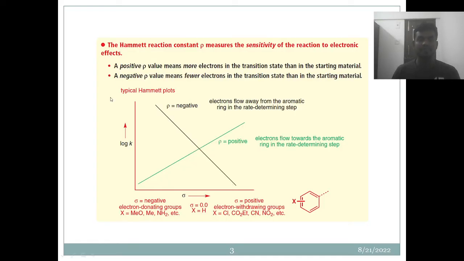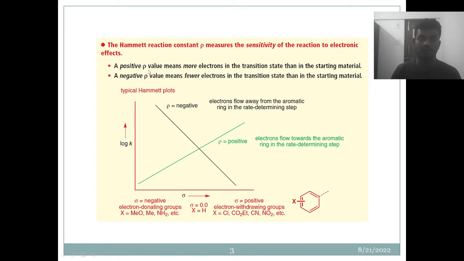So I will make it full screen. Please read this sentence, at least the first, the red color one. The Hammett reaction constant rho, which I earlier discussed, measures the sensitivity of the reaction to electronic effect. So that's what it's saying. You see in the x-axis there were different substituent sigma values, so we are talking about the electronic effect.